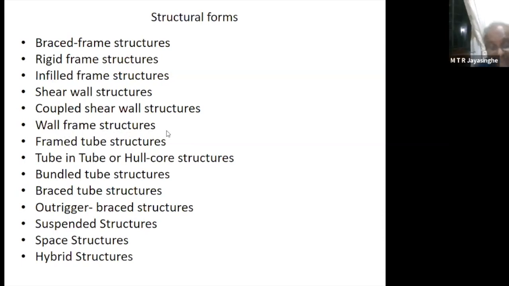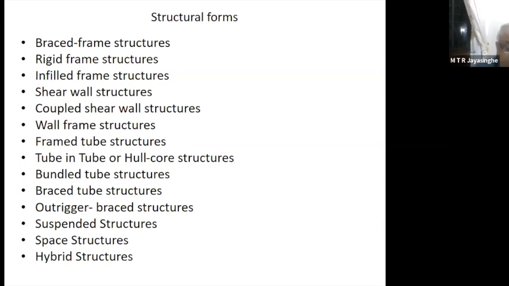Wall frame structures, that is the interaction between strong walls and strong frames. So you make the frame strong, the wall strong, then you get a strong interaction between these two, and the behavior of the building is not a cantilever mode, not the shear mode, but a combination of cantilever and shear, where the cantilever mode dominates at the bottom, where the deformation is zero, the rotation is zero, and at the top, the building bends back, and that is due to shear mode.